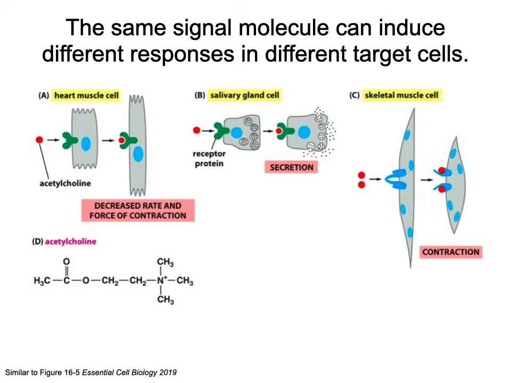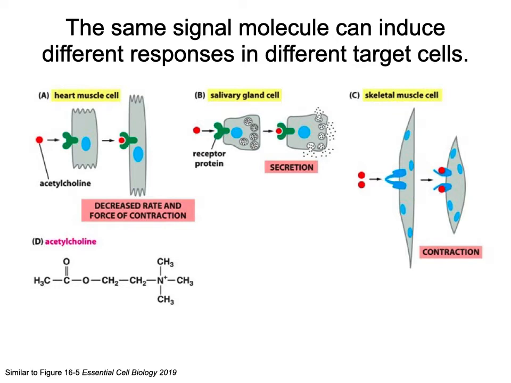We also want to keep in mind that signaling molecules don't have the same response for every target cell. A signaling molecule like acetylcholine can bind to different types of cells. As we can see in the figure, here are 3 different types of cells it binds to, but each one is going to have a different effect, right? If acetylcholine binds to a heart muscle cell, it's actually going to decrease the rate and force of contraction. So it's going to alter how the heart is beating.